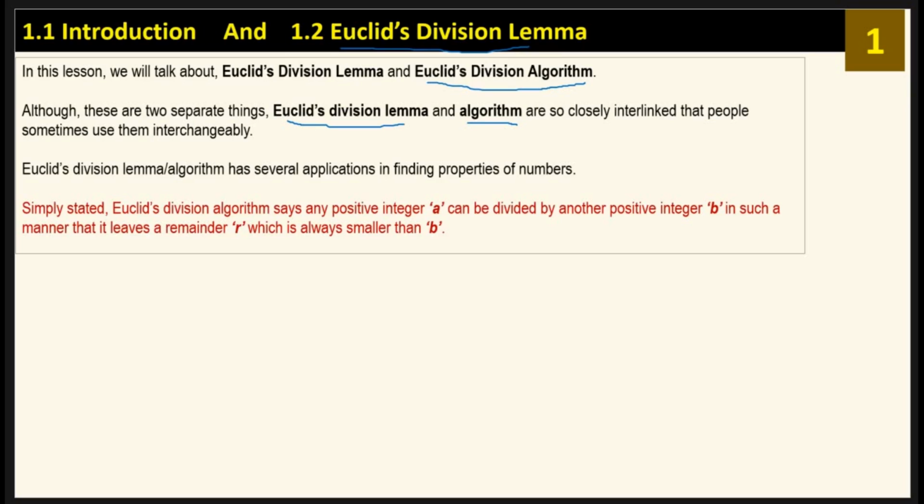But what does Euclid's division lemma actually state? The division lemma by Euclid states that any positive integer a can be divided by another positive integer b in such a manner that it leaves a remainder r which is always smaller than b.